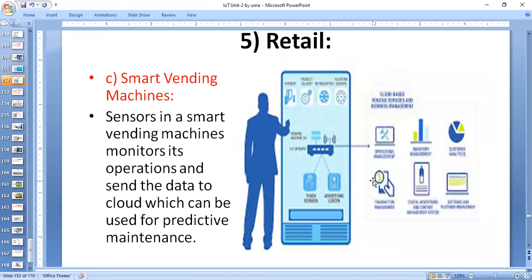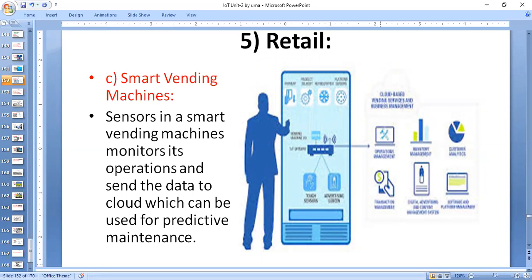Next one, smart vending machines. What exactly are smart vending machines? This is a smart vending machine. If you see the diagram, you will identify the vending machine components. The smart vending machine is always connected to the internet, and it allows remote monitoring of inventory levels.